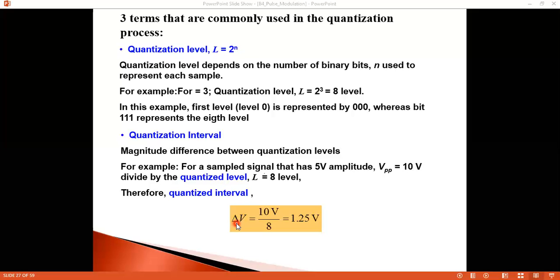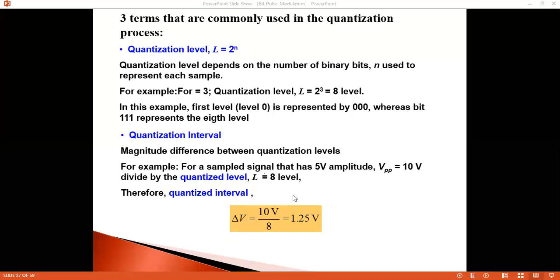The quantization interval is represented by this delta V, which is equal to the whole range of our analog signal divided by the number of levels. For example, if our sample signal has 5 volt amplitude and its V peak to peak is equal to 10 volt, then L is equal to 8. So our delta V is equal to V peak to peak divided by L.